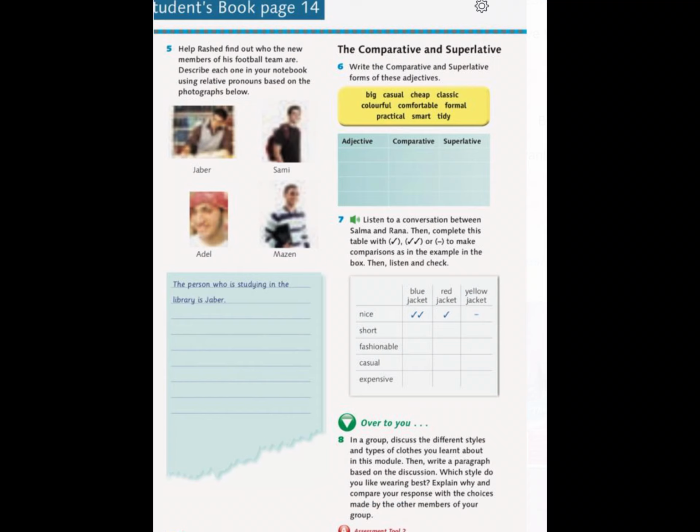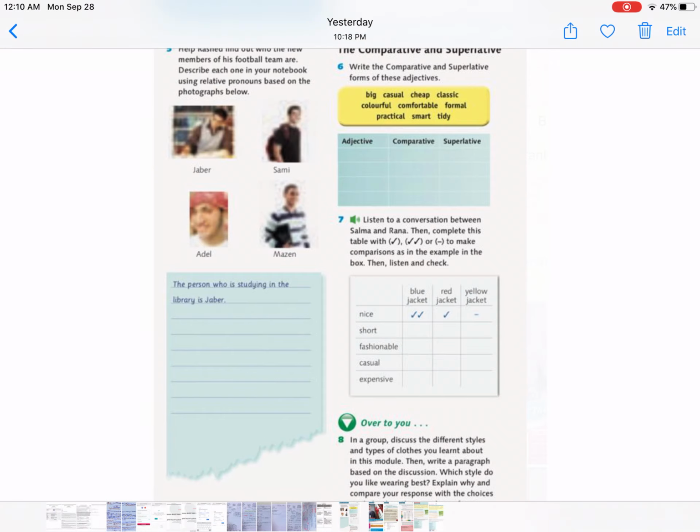We have to memorize these, remember them, and that's it for the comparative and superlative. I hope you got a better understanding of this comparative and superlative. And that's it for today's lesson.